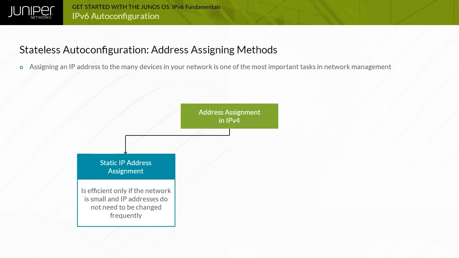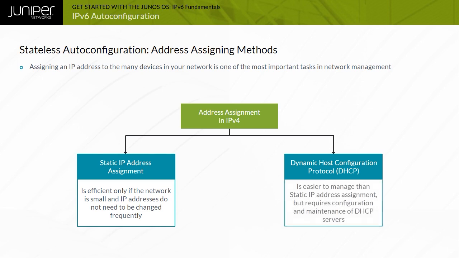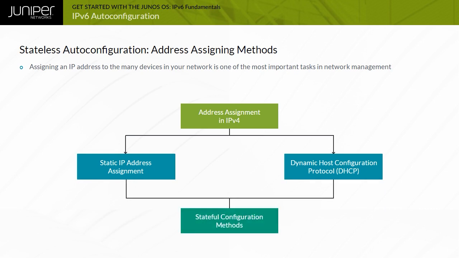The second method is to configure IP addresses automatically using the Dynamic Host Configuration Protocol, or DHCP. With DHCP, a device that requires an IP address contacts the DHCP server and automatically receives an IP address. Although DHCP is considered easier to manage than statically assigning an IP address to a node, you must configure and maintain the DHCP servers. Static IP address assignment and DHCP are considered stateful configuration methods.